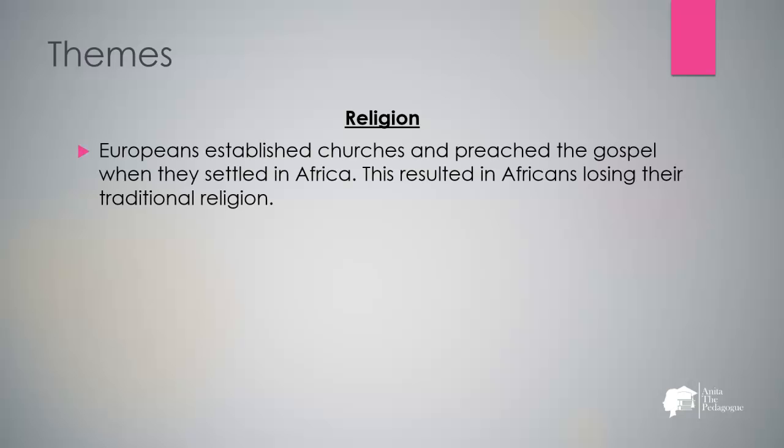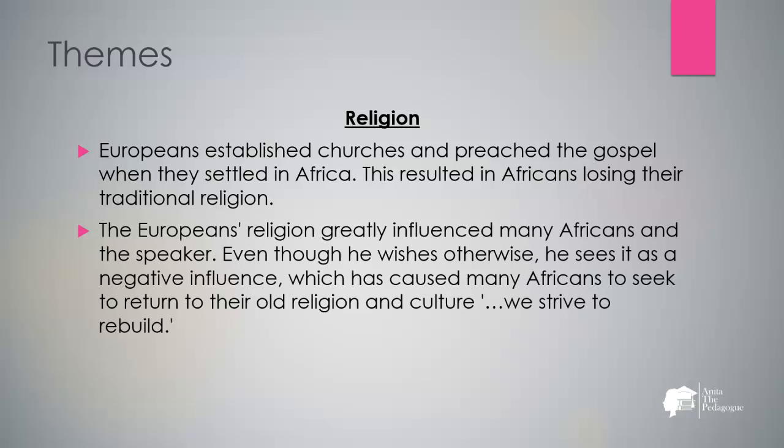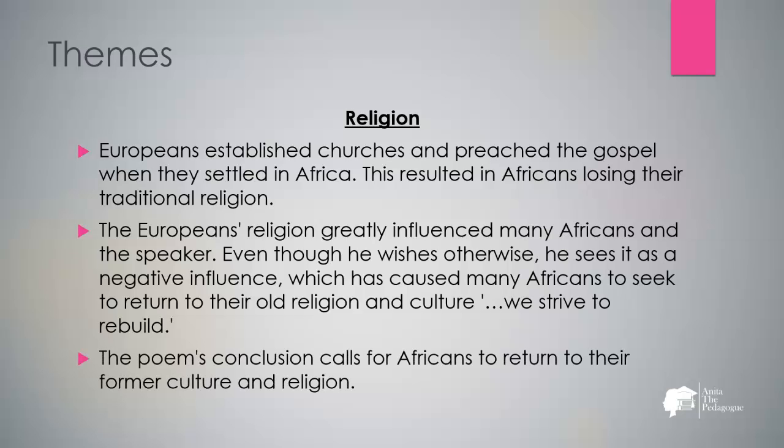Then we have the theme of religion. Europeans established churches and preached the gospel when they settled in Africa. This resulted in Africans losing their traditional religion. The Europeans' religion greatly influenced many Africans, including the speaker. Even though he wishes otherwise, he sees it as a negative influence which has caused many Africans to seek to return to their old religion and culture. And we see that in "We Strive to Rebuild." The poem's conclusion calls for Africans to return to their former culture and religion.